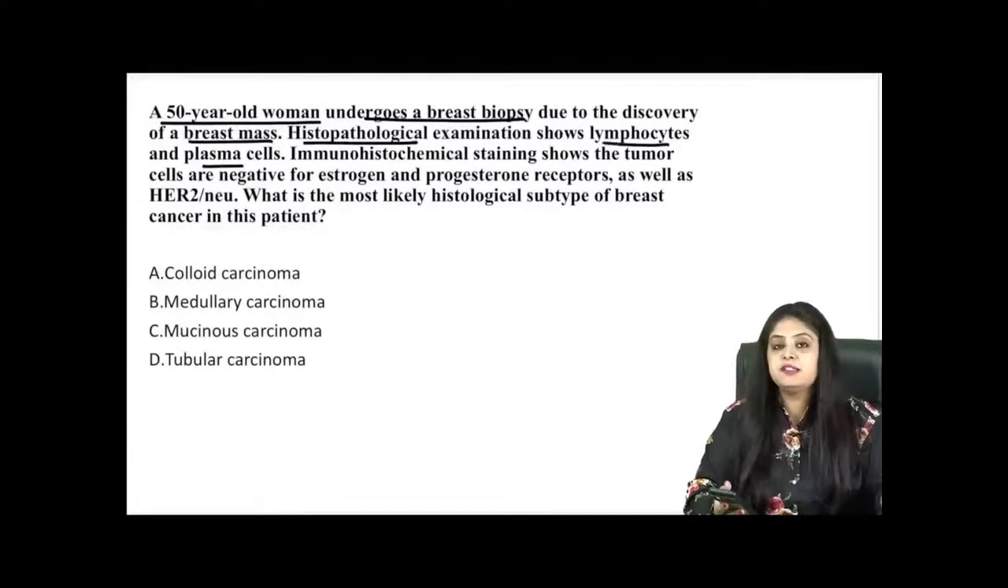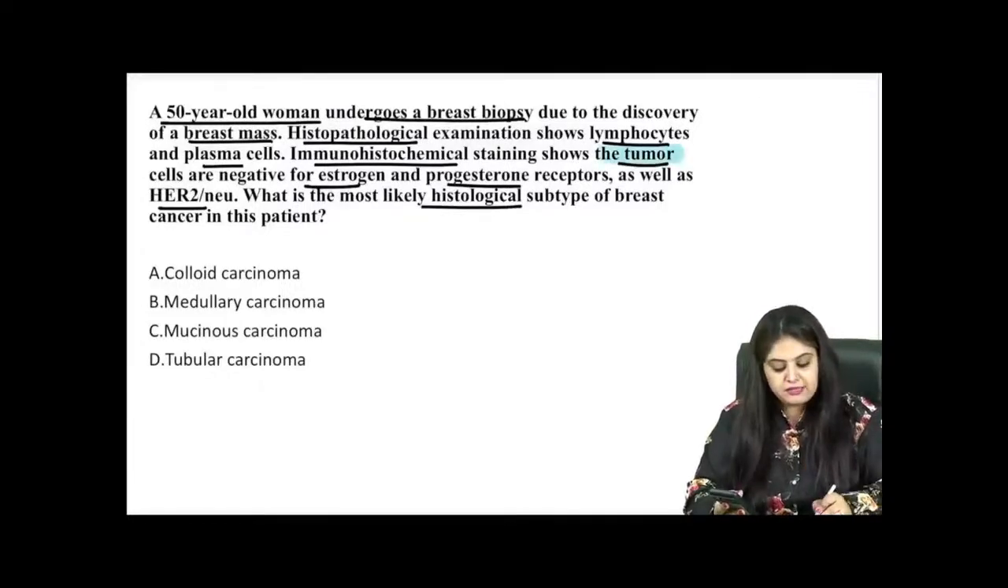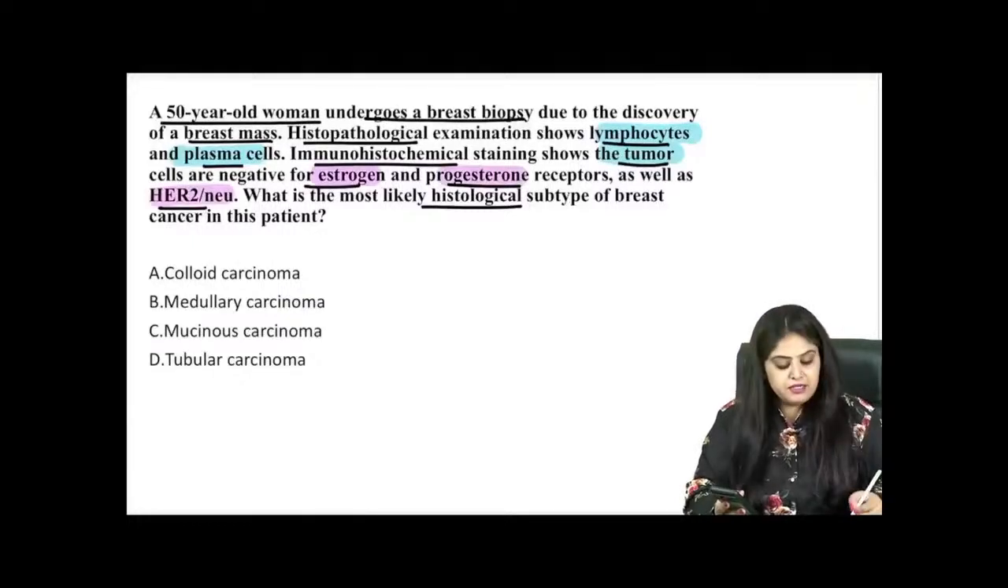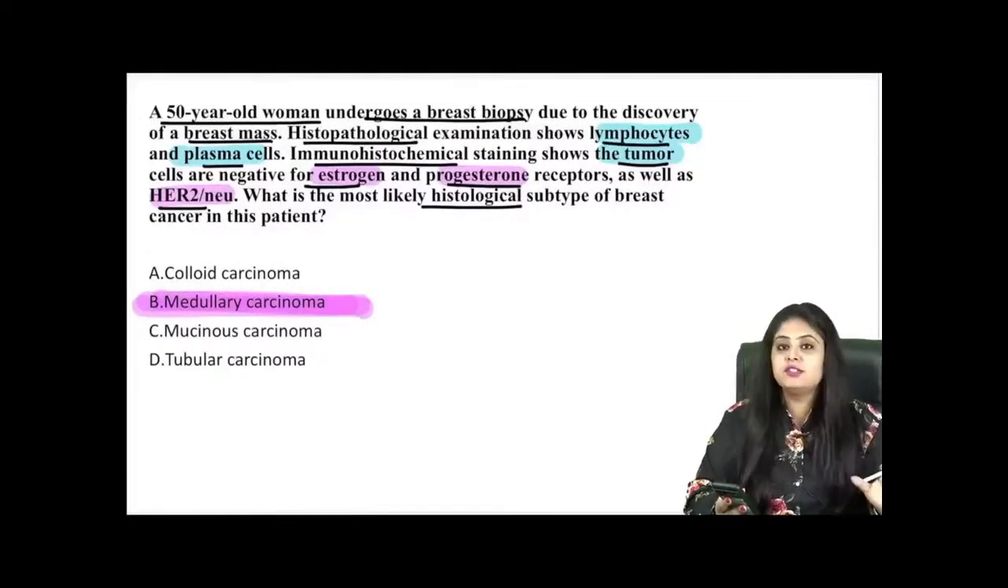Now I'll ask you the last question. So till now we have studied mucinous carcinoma, then inflammatory carcinoma, starting with that Indian file pattern, lobular carcinoma we studied. Now if you studied everything, then all of you will give me the answer to this. A 50-year-old woman underwent a breast biopsy because she had a breast mass. Histopathology shows lymphocytes and plasma cells. IHC is also done, and the tumor is negative for ER, PR and HER2/neu. What is the most likely subtype?